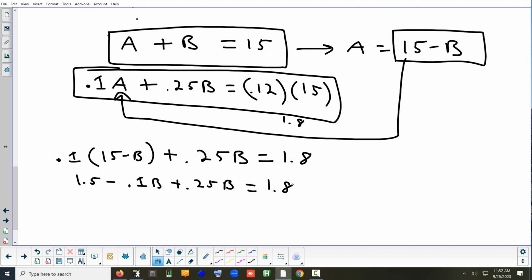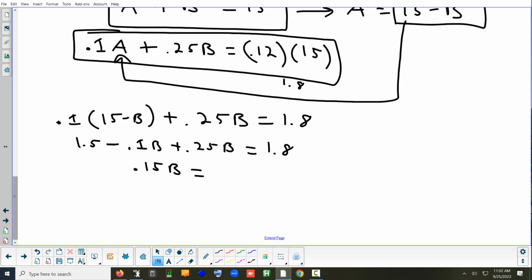Okay, now let's combine what we can and move something to the other side. What can I combine in here? Yep, the 0.1 and the 0.25. So I got the negative 0.1 and the 0.25, which gives me 0.15B. And what would that be equal to? 0.3. And then 0.15 goes into 0.3 how many times? 2 times.